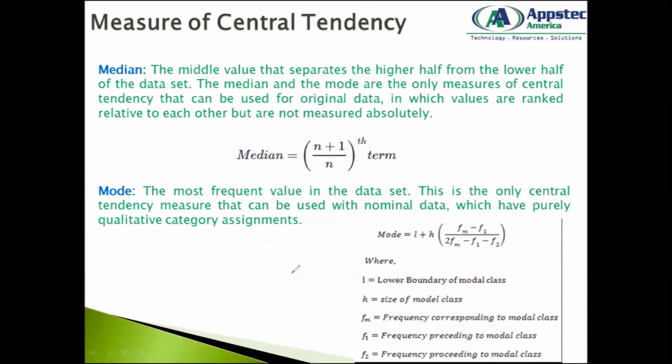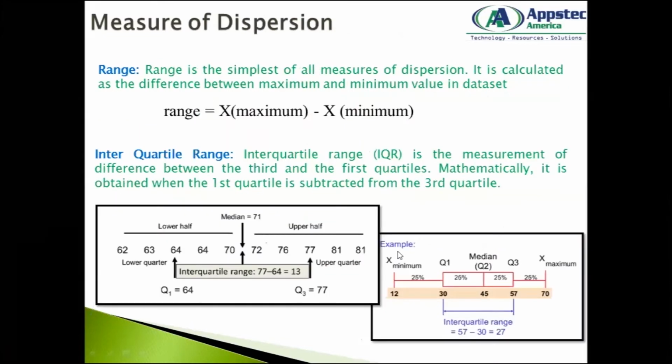Okay, so moving ahead to the next slide, measure of dispersion. Measure of dispersion can be done with respect to certain types. There were three types in my measure of central tendency: mean, median, and mode. And for measure of dispersion, we have range, interquartile range, and then variance and standard deviation. That is what we're going to see.